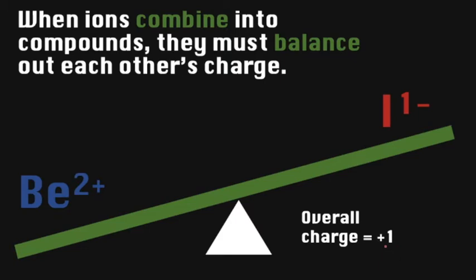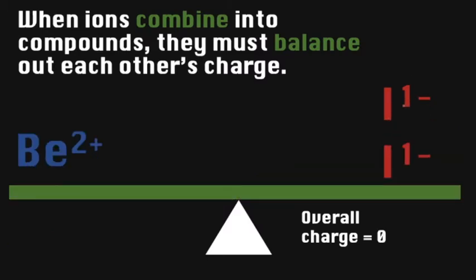Okay, maybe you've thought about it for a second, and hopefully this is the answer you came up with. Well, what if we just added another iodine? Because over here, we have overall a charge of -2. Over here, we have a charge of +2. And -2 and +2 will cancel each other out. They will balance out each other's charge. And so the overall charge will be 0.